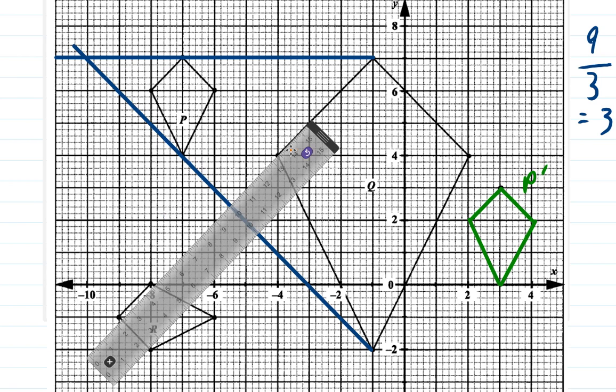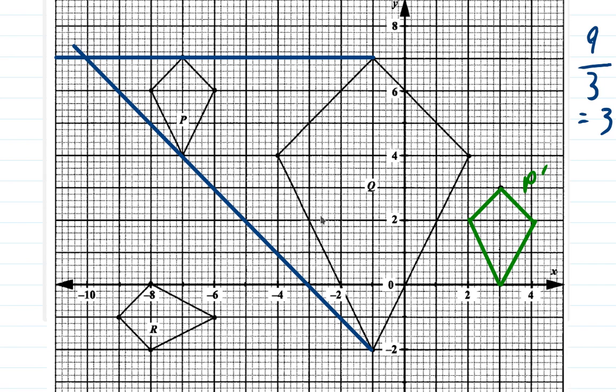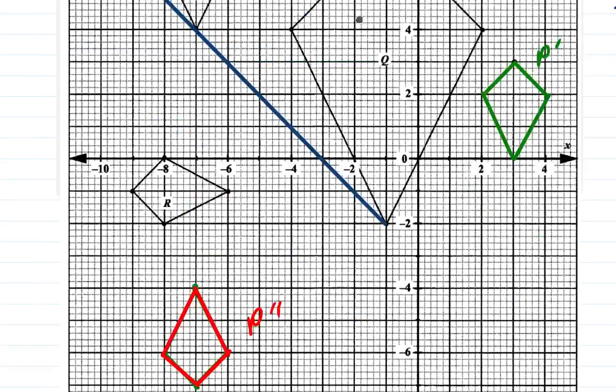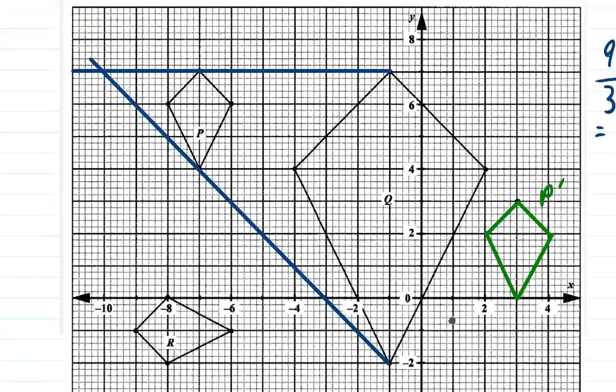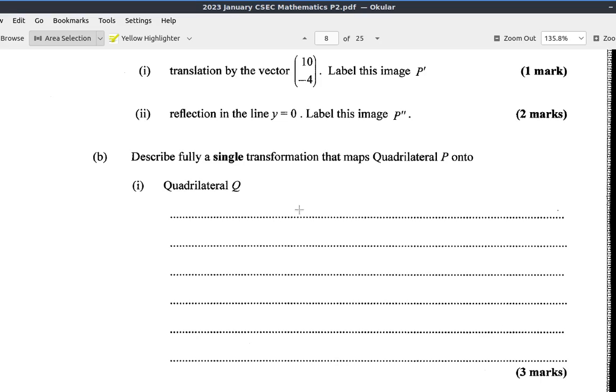So each side on Q is 3 times longer than each side on P. So let's see what happens now. What they say, this we must do again: describe fully as a single transformation that maps quadrilateral P onto quadrilateral Q.